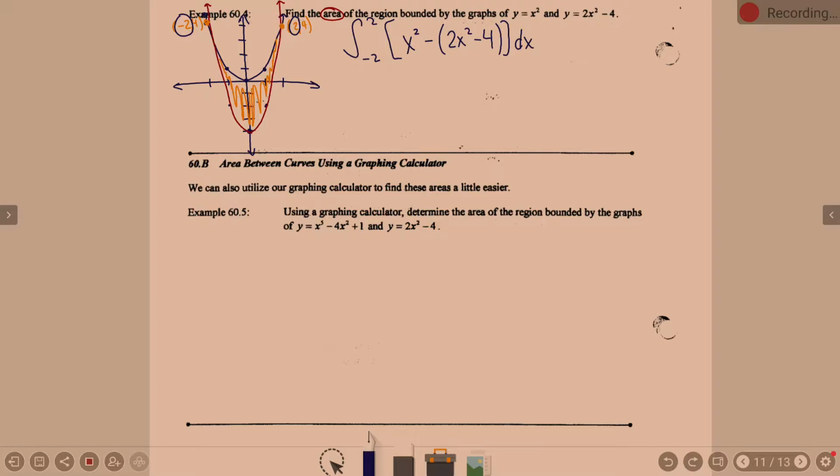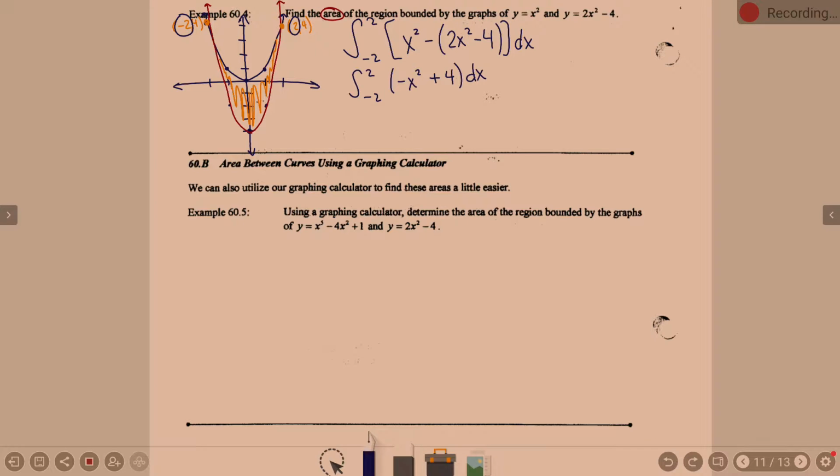We could clean this up before we integrate, and I would definitely encourage it. What do I mean? It'll end up being x squared minus 2x squared, so you just end up with minus x squared. Go ahead and clean it up so we can go from 3 terms to 2 terms. 1x squared minus 2x squared is going to be negative x squared, and then plus 4. So I'm integrating negative x squared plus 4.